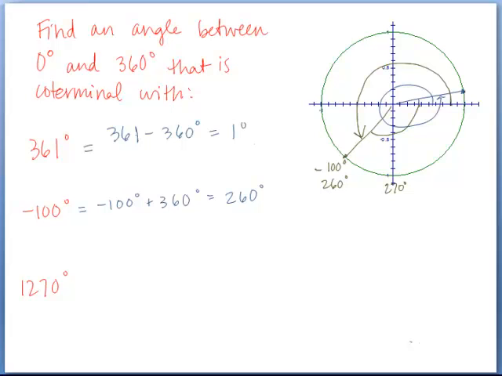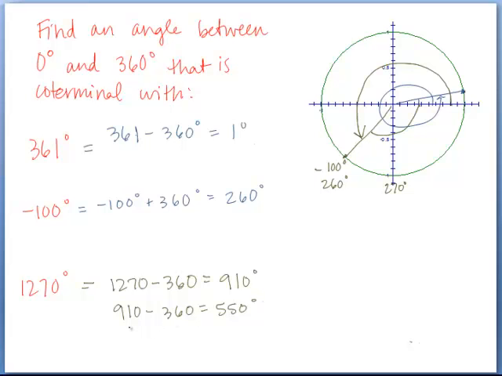Okay, what if we wanted to find an angle between 0 and 360 that is coterminal with 1270 degrees? In this case, we obviously have to subtract, so 1270 minus 360 gives us 910. Is that between 0 and 360? Still not. So now we take 910 and subtract 360. This gives us 550. Again, still not between 0 and 360.